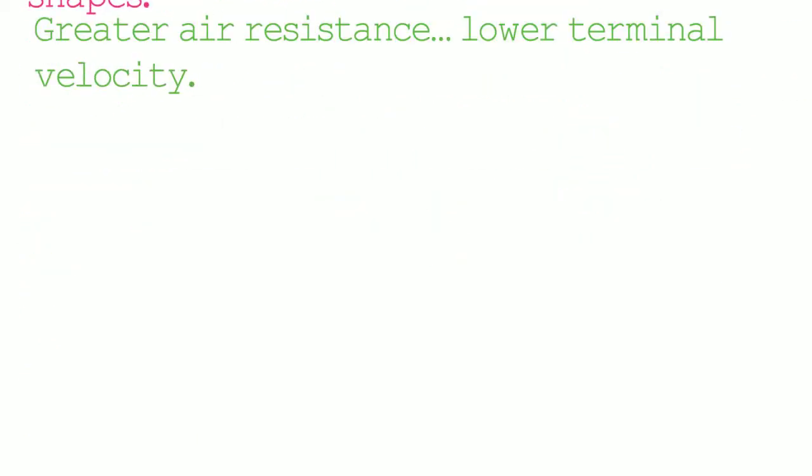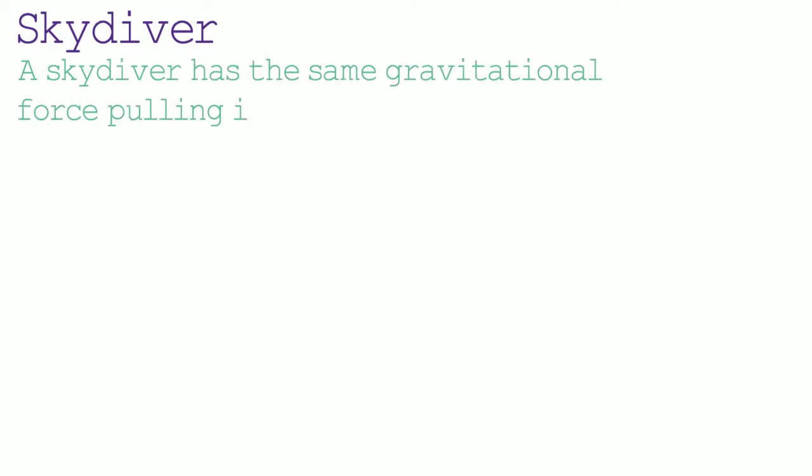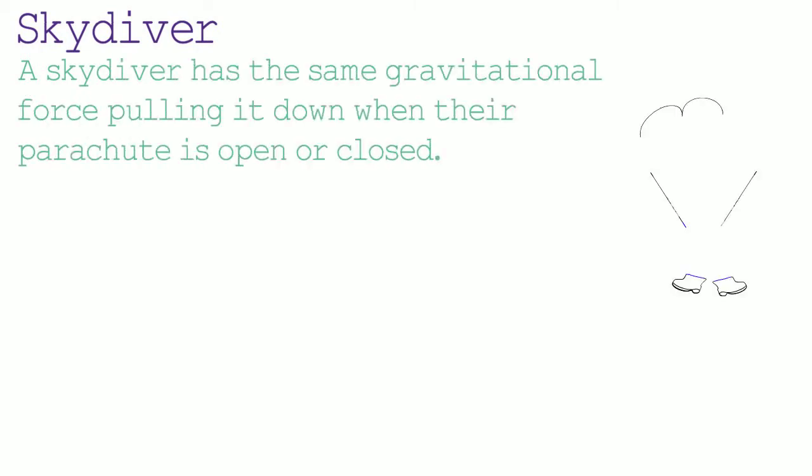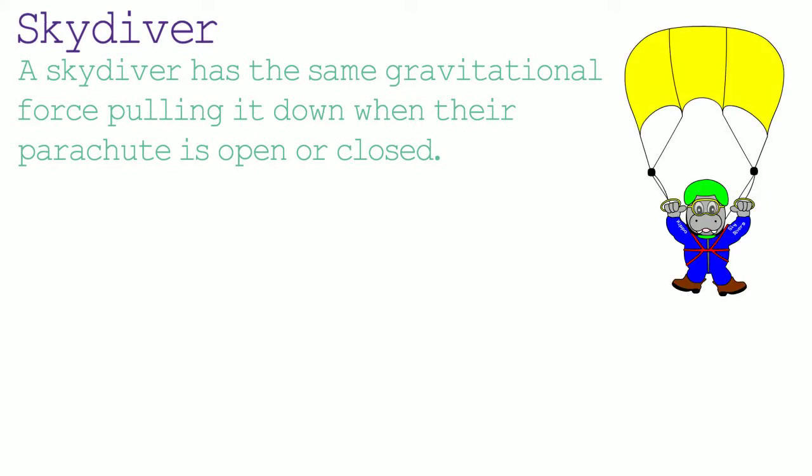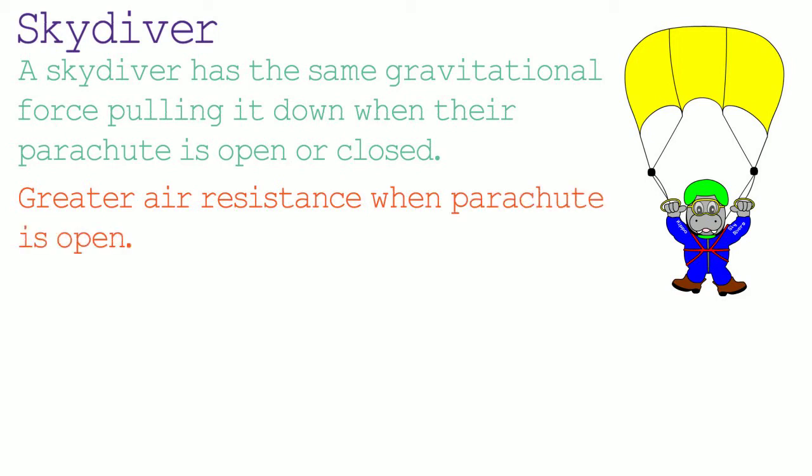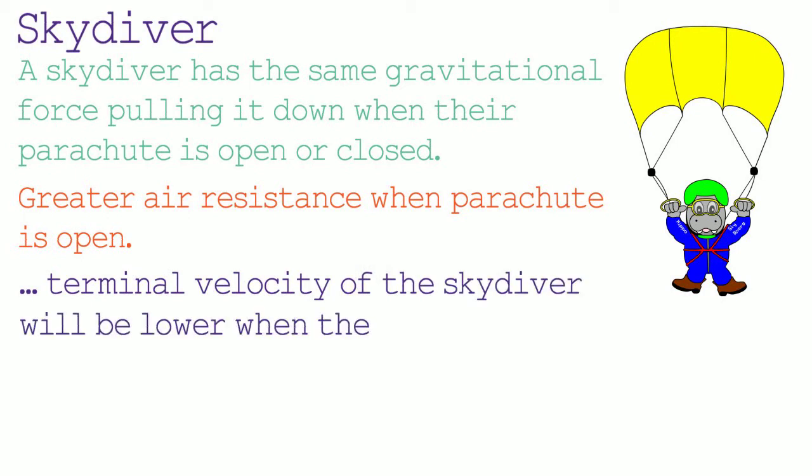An excellent example is a skydiver. A skydiver has the same gravitational force pulling them down when their parachute is open or closed. When the parachute is open, there is a greater level of air resistance because of the surface area of the parachute. This means that the terminal velocity of the skydiver will be lower when the parachute is open.